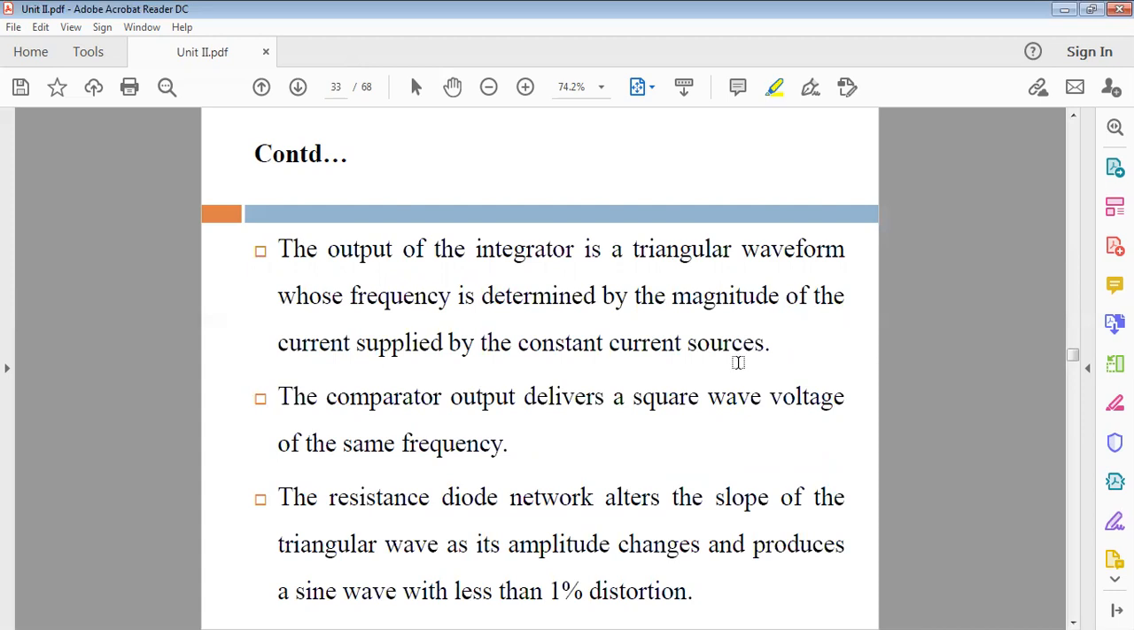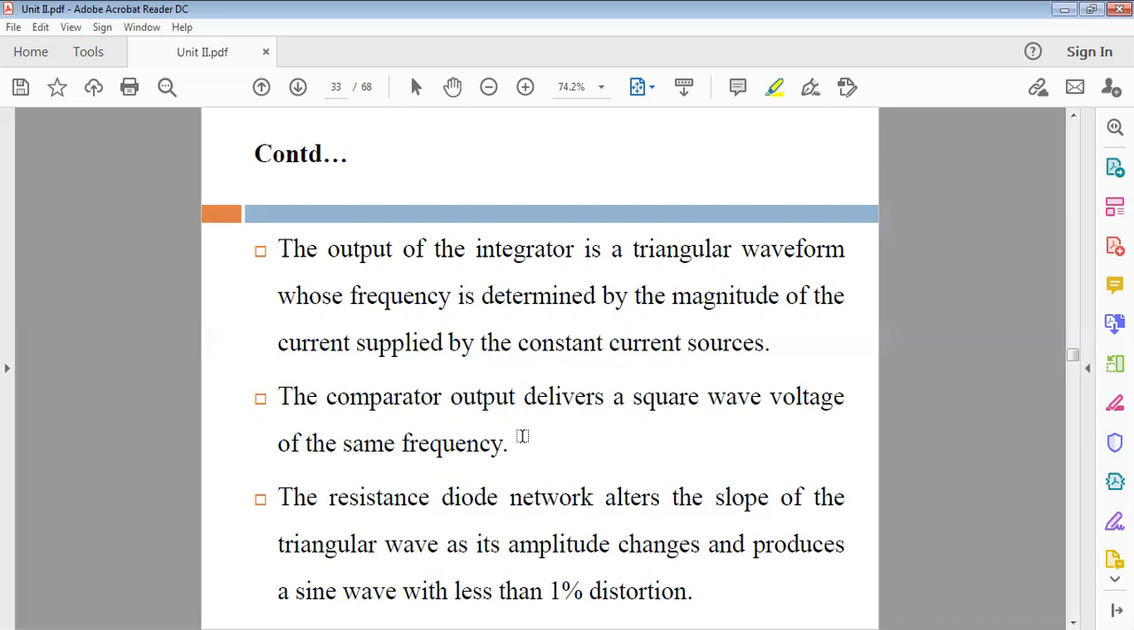So the output of the integrator will be a triangular waveform whose frequency is determined by the magnitude of the current supplied by the constant current sources. The frequency can be determined by the magnitude of the current flowing through the constant current sources.